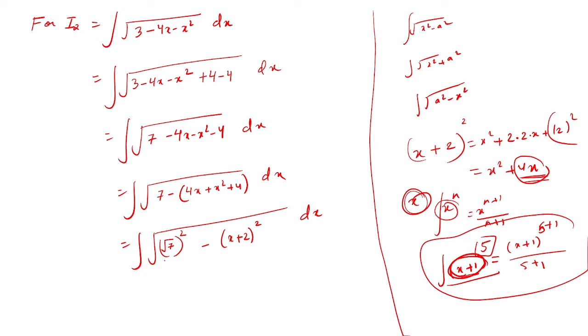So this is in the form of a square minus x square, you can always write it in bracket in the form of a square minus x square. Okay, this is in this form. So let's use this formula, okay? That is, I'll rewrite this and write here as integration of, remember we're finding it for I2, this is root 7 the whole thing square minus x plus 2 the whole thing square.